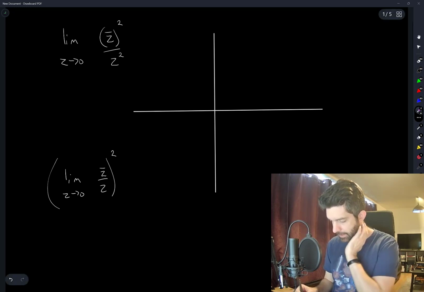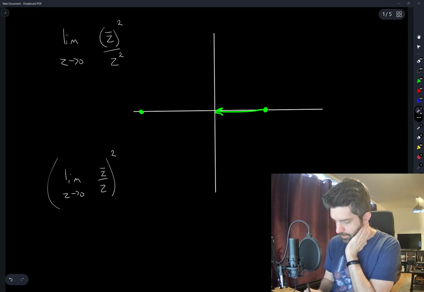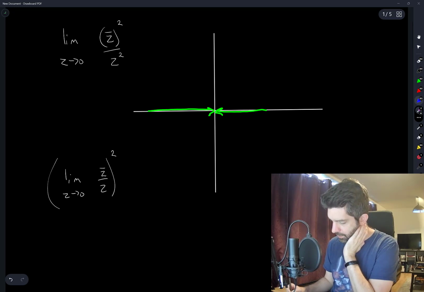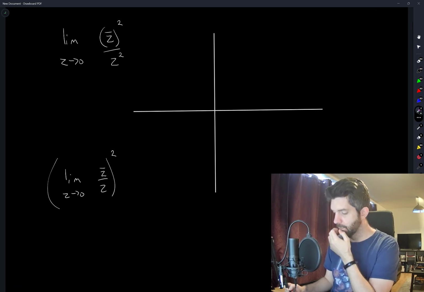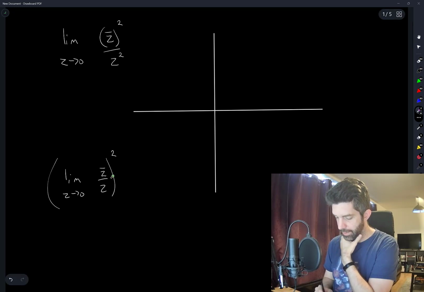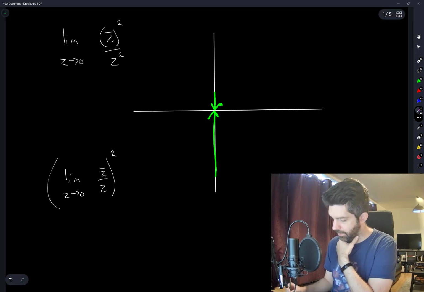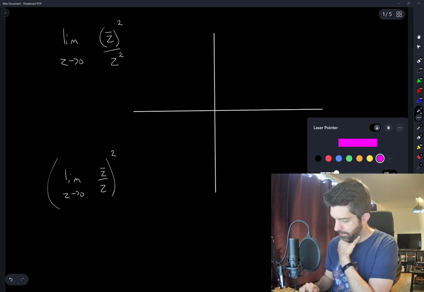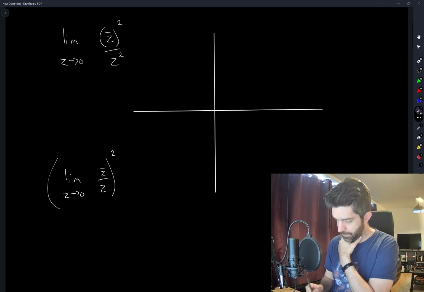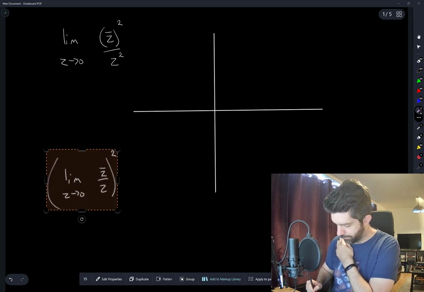So if this is my z plane, if I approach 0 along any real direction, this will just give me 1. If I approach from a purely imaginary direction, so that's z approaching 0, z bar is down here. Okay, here's what I think I'll do.